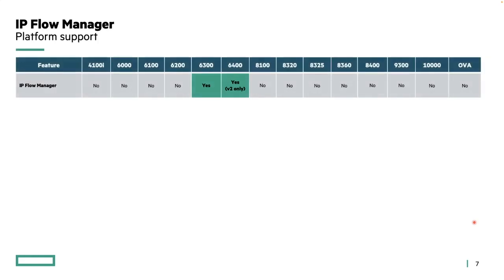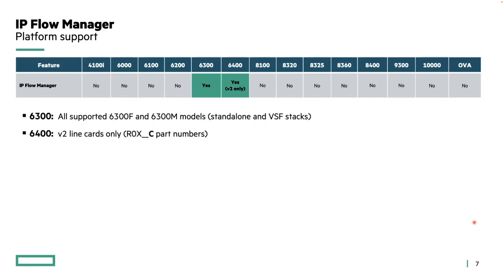So let's go into a little more detail. Start with platform support for IP Flow Manager. This is supported on the 6300, both standalone and VSF stacks, as well as on the 6400 with V2 line cards only. So this does require a chassis with V2 line cards using a V2 profile.